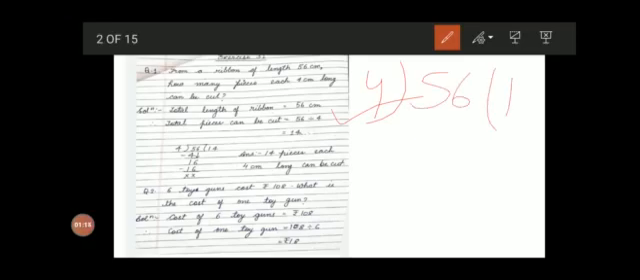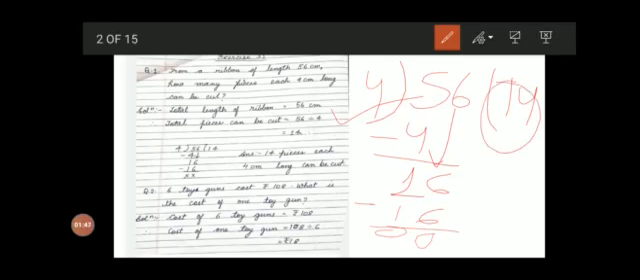4 into 1 we get 4. Now we will subtract 5 minus 4, we get 1. 6 will be brought down, it becomes 16. Now 4 into 4 we get 16. 16 minus 16, 0. Okay, it means 56 centimeter is the total length of the ribbon and 4 centimeter is the length of each piece. Thus 14 pieces are cut from the 56 centimeter long ribbon. So 14 will be the answer.